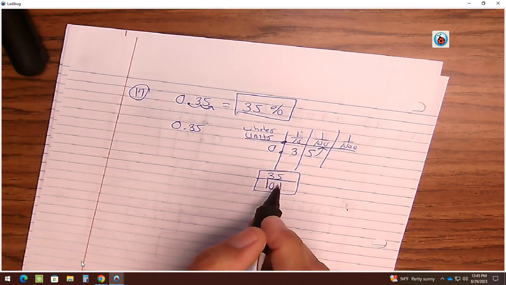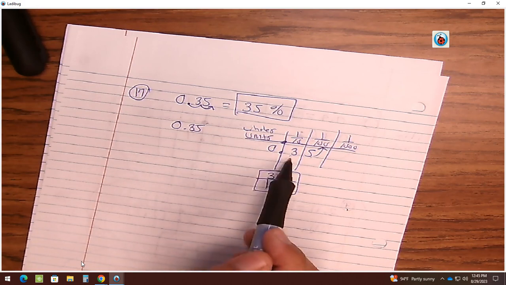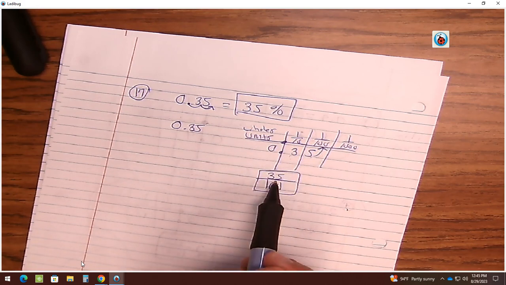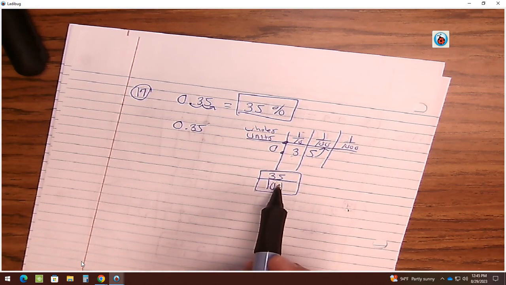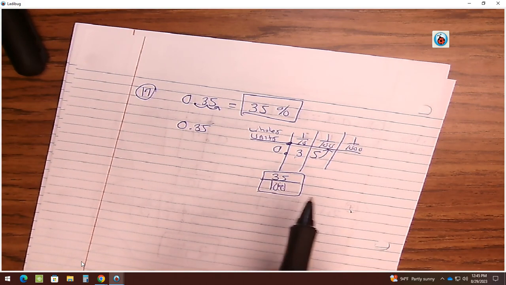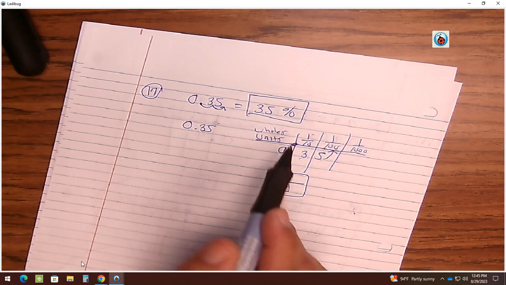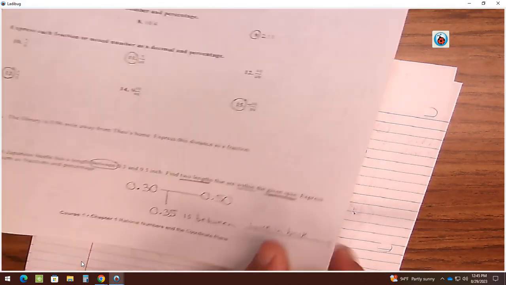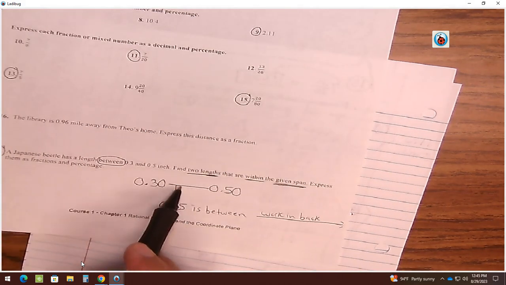Now later on, I will make you simplify this one. For right now, I just want you to change it from decimal to fraction using the place value chart, and we stop there. Later on, I will make this into simplest form. Right now, that's the answer. So that's what you do. For number 17, you need to find another one that's between.